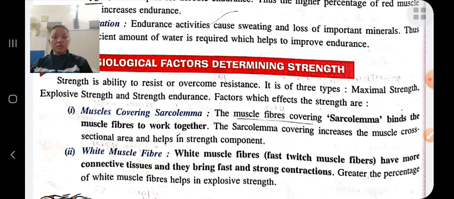White muscle fibers, that is fast twitch muscle fibers, have more connective tissue and they bring fast and strong contraction. The greater the percentage of white muscle fibers, the more will be the explosive strength, because white muscle fibers help in connecting the muscle.